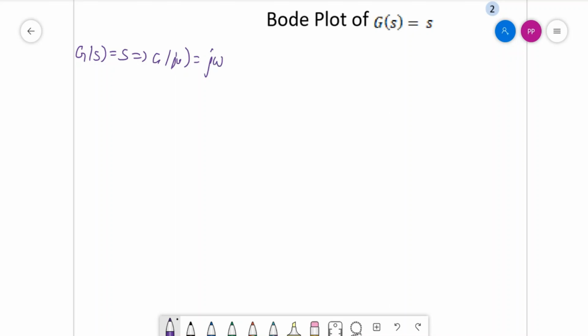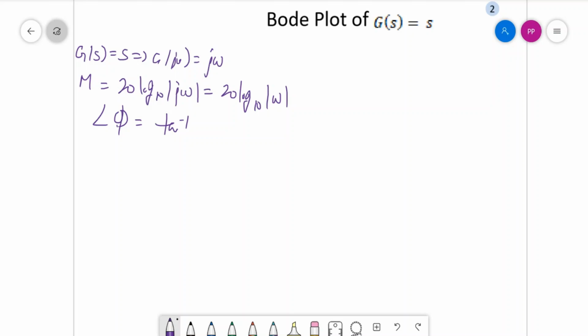So this magnitude M equals 20 log base 10 of mod jω, which equals 20 log base 10 of ω. So this is the magnitude, and the phase angle φ equals tan inverse of, the magnitude is ω and the real part is 0, so this is 90 degrees. So this is a constant value.